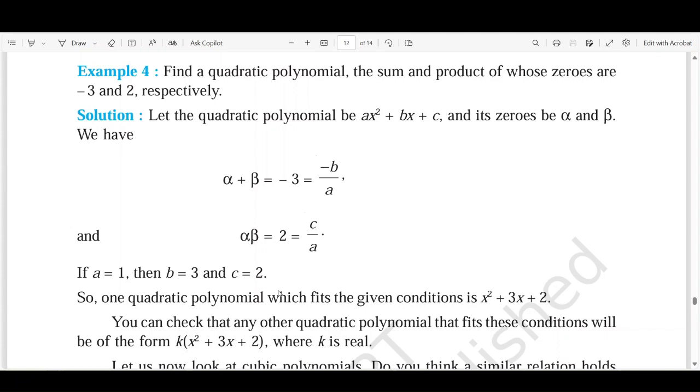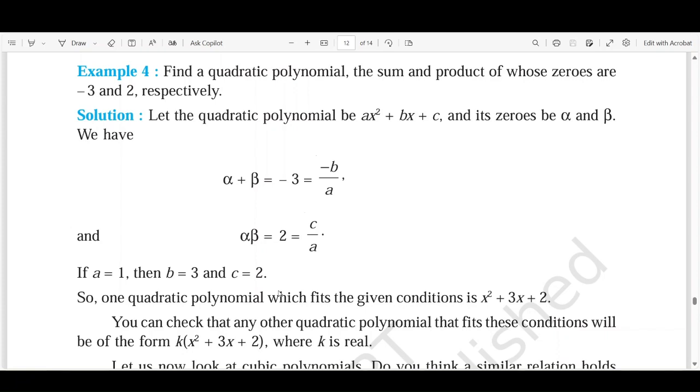So let us consider the general form of the quadratic polynomial, it is ax square plus bx plus c, where a is not equal to 0. And here they have simply given the sum and product of the zeros. So we don't know what the zeros of the quadratic polynomial are. So let us take the zeros to be alpha and beta.